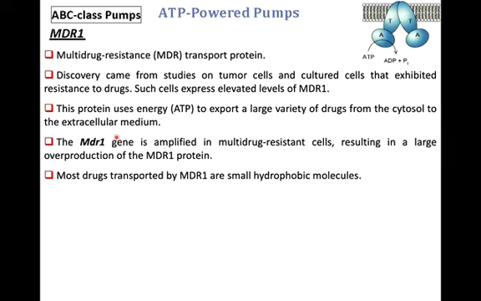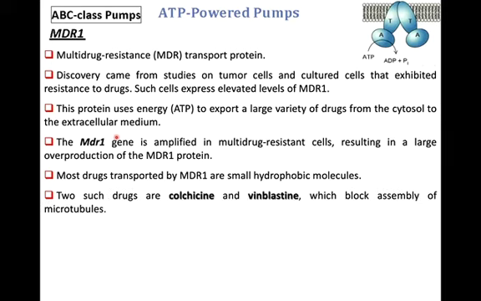So most drugs that are transported by MDR1 are small hydrophobic molecules. Two such drugs are colchicine and vinblastine, and actually these are two very important drugs used for the treatment of cancers because they block the assembly of microtubules. So if the cell has a multi-drug resistant protein on its surface, this drug will not have an efficient function to block the assembly of microtubules. And of course, if the drug blocks the assembly of microtubules, it will block the formation of spindle fibers. And the spindle fiber is crucial in the process of division of the cancer cell.